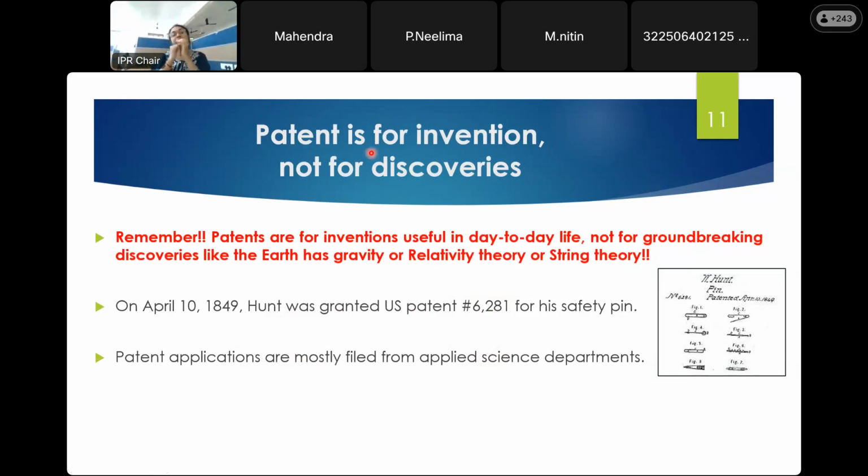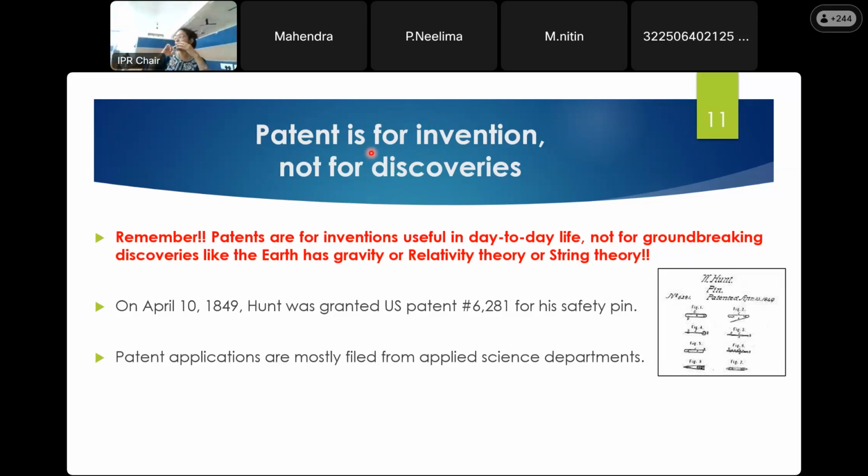Patents are for inventions that are useful for day-to-day life, not for groundbreaking discoveries like Earth has gravity or the relativity theory or string theory or anything that has an enormous effect in the scientific world. For example, why are patents not given to groundbreaking discoveries? Because if you give, for example, I am Newton and I found that an apple is falling downward, so Earth has gravity, I'm Newton, okay? So I get a patent, somebody gave me a patent.